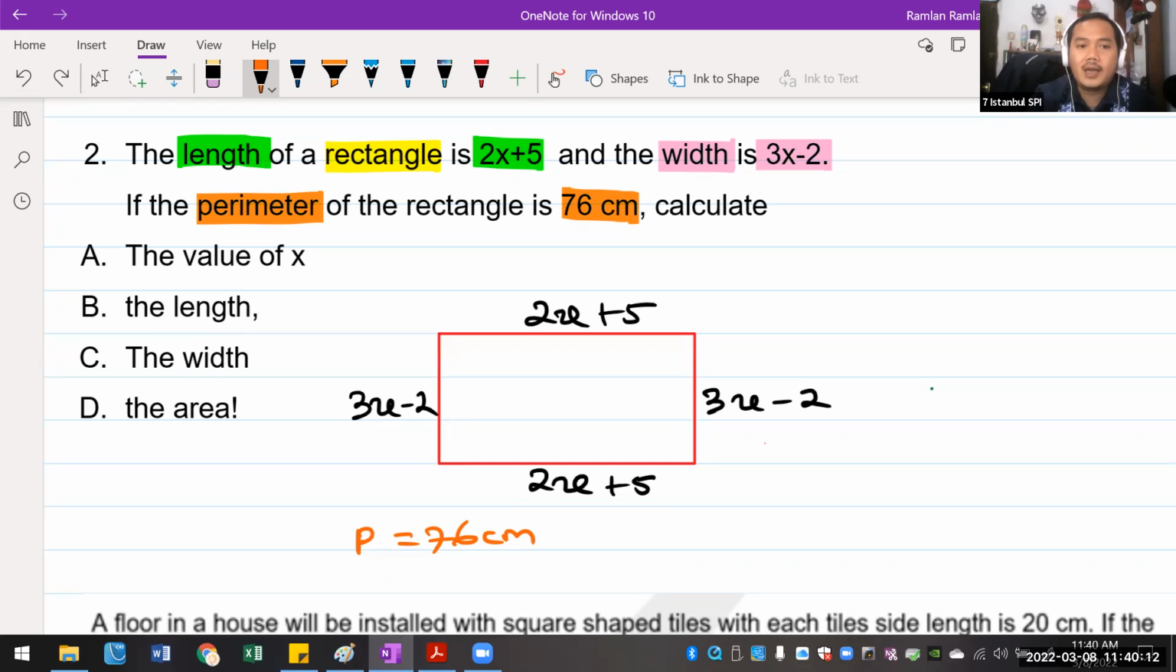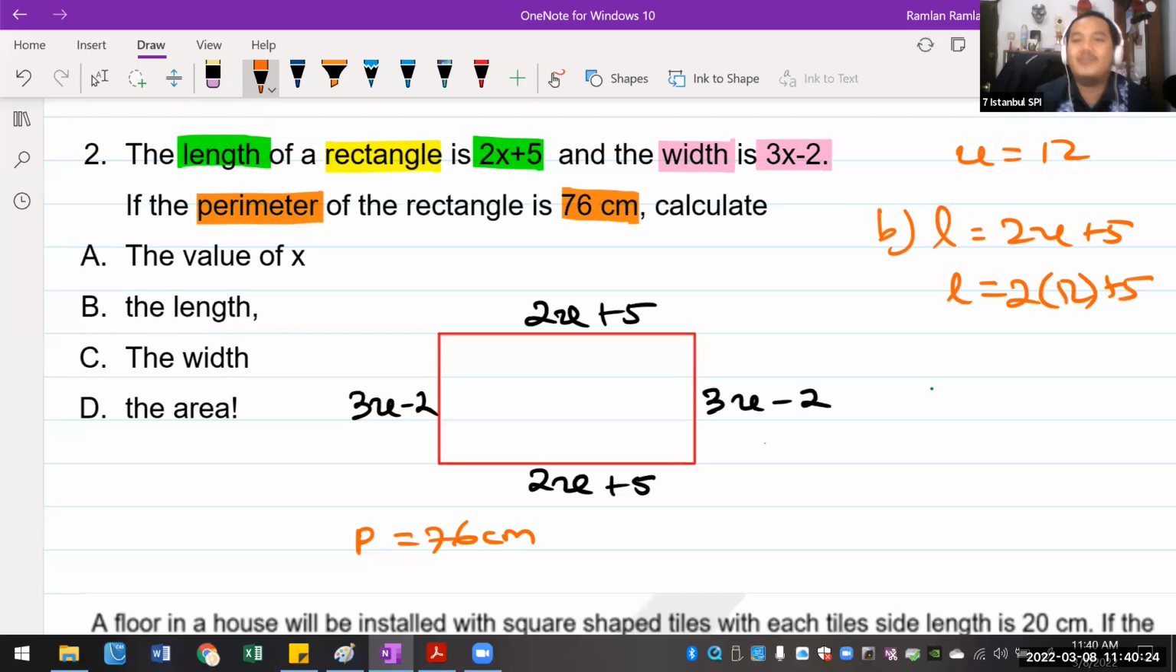So I can answer question B by writing down L is equal to 2x plus 5. And since, for example, x is 12 from question A, L will be equal to 2 times 12 plus 5. You just calculate using a calculator, or a manual calculator, it's up to you. The same thing with the width. And then the area is just multiplying those two numbers, the length and the width, from answers B and C, to answer question D.